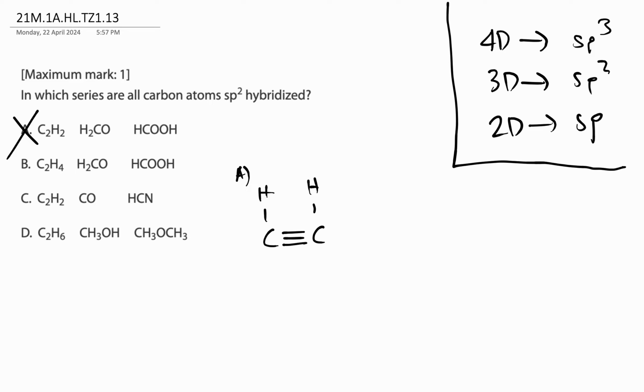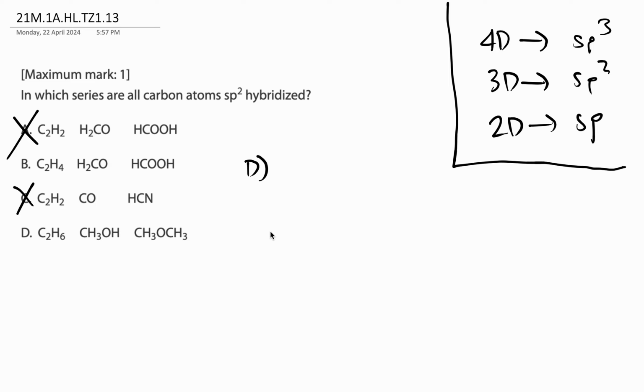A just cannot be the answer because all the carbon atoms in this series must be sp2 hybridized, and immediately one of the molecules does not follow this rule, C2H2. So whichever option has C2H2, I can cross out. Now I can look at part B and D. Let's try, for example, let's go for D now, right?